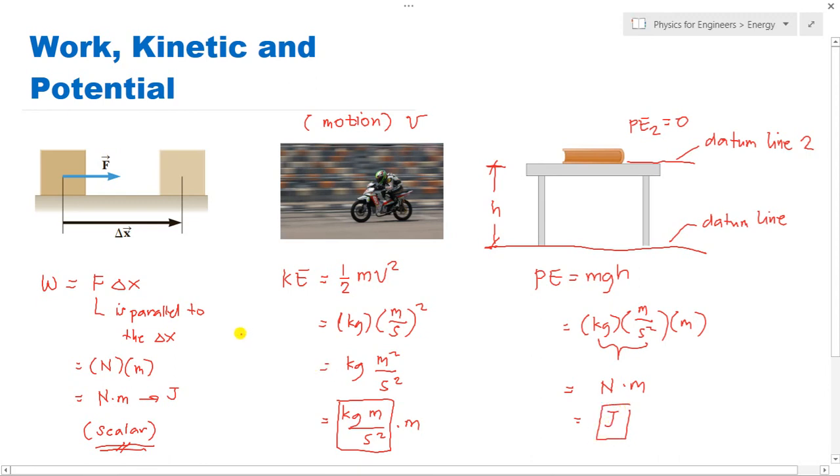Again, we have three mechanical energies. We have the work, which is associated with an applied force, and the force should be parallel to the displacement. Next is kinetic energy, which is associated with velocity. And finally we have potential energy, which is associated with the elevation as well as the acceleration due to gravity of the celestial body.